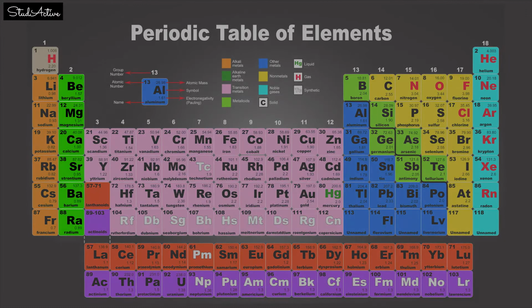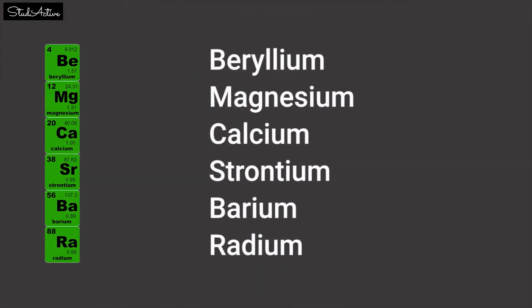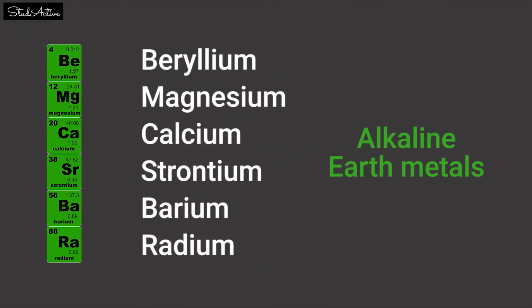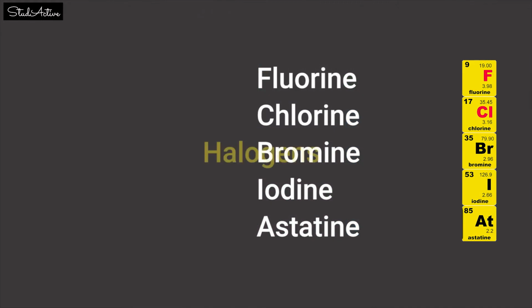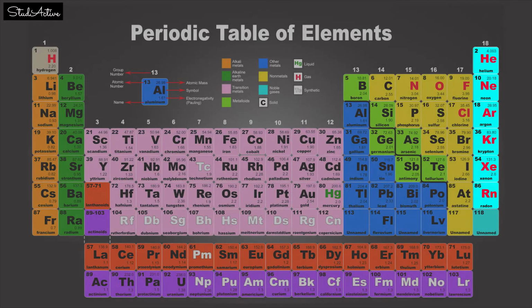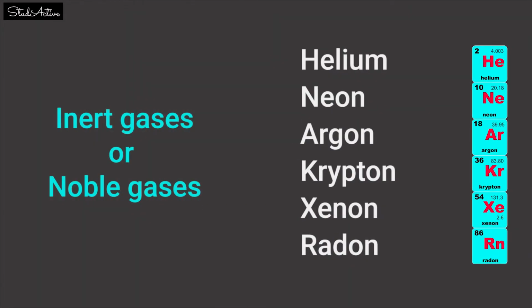Let us see group 2 elements. They are called alkaline earth metals. Group 17 elements are all called halogens. That is, fluorine, chlorine, bromine, iodine are all halogens. Group 18 elements are called inert gases or noble gases because they don't react with any other element. They don't react because they are complete, because all their shells are completely filled.